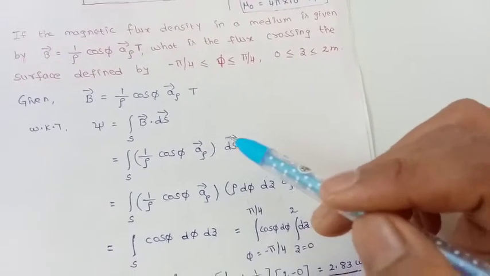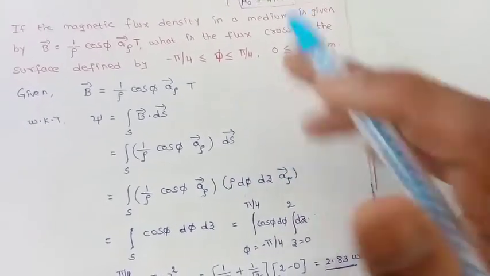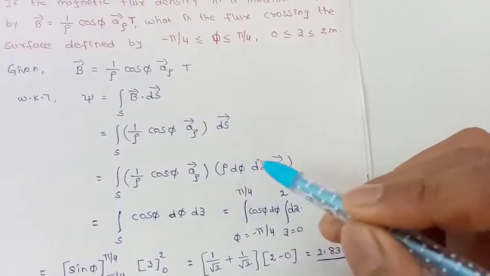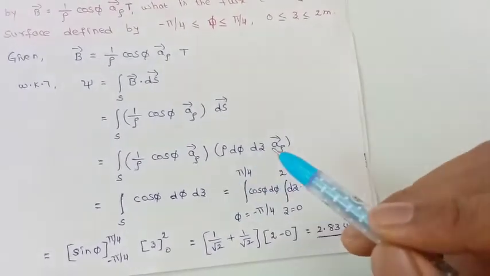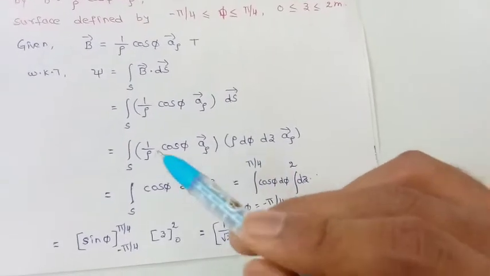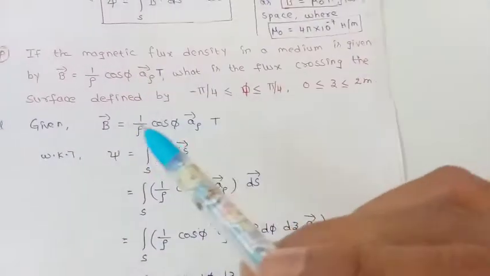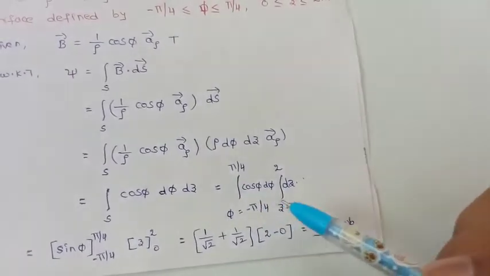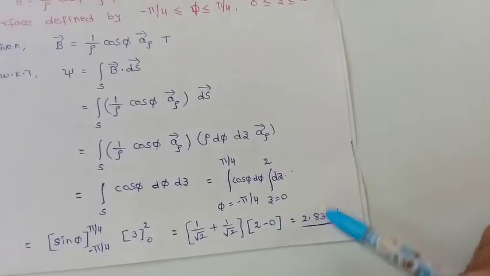Is it clear? Observe that it is in the rho direction, therefore the surface is also in the rho direction. It is rho d phi dz, this is the magnitude, length and width. Now rho into rho becomes 1, rho gets cancelled, then cos phi d phi dz. Then we have only two integrals. They have given phi and z, therefore phi goes from minus pi by 4 to pi by 4, then z is this. After evaluating this, we have 2.83 Webers.